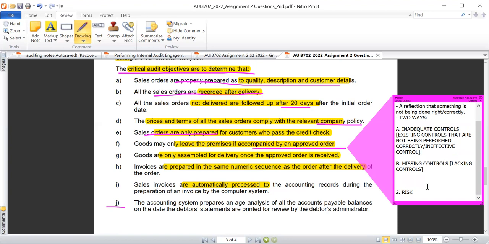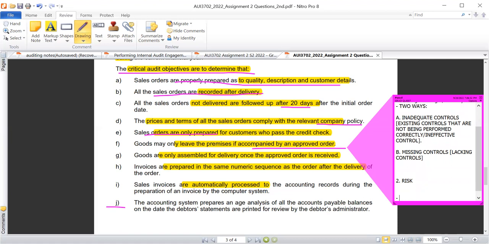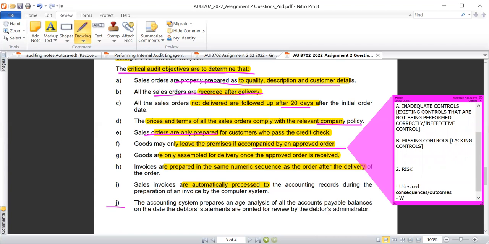So if we have this condition, if we have these red flags, these risk indicators, pointers telling us that look here, things are not happening right in this organization, things are just not being done correctly, then what could be the harm that the organization would suffer? That's where a risk comes in, and I would call this undesired consequences, or undesired outcomes. These are things that I would call what could go wrong. If you're not doing things correctly, what could go wrong? It has to be something negative to the business, something that would affect the business badly.